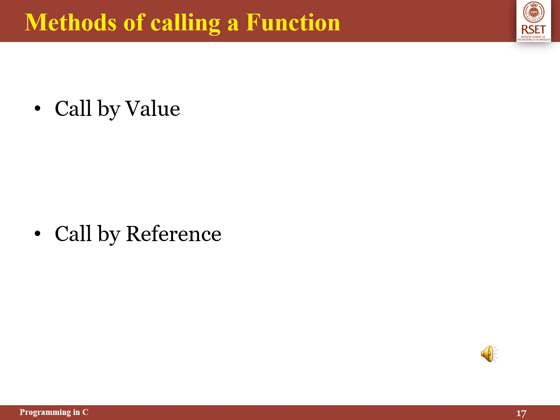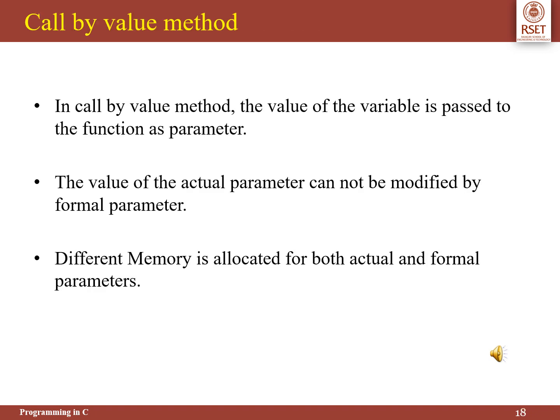Next, we will discuss the different methods of calling a function. Different methods are call by value and call by reference. Before going into call by value method, first we will see the difference between an actual parameter and a formal parameter. Actual parameters are the parameters that appear inside the function call, and the formal parameters are those that appear in the function declaration. In call by value method, the actual parameters are passed to the formal parameters.